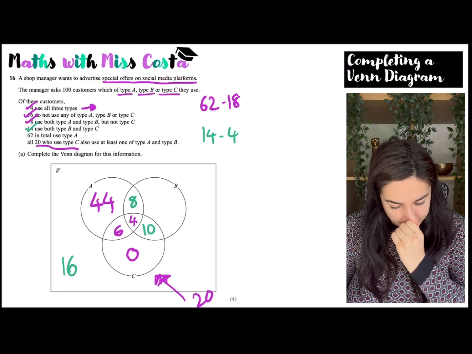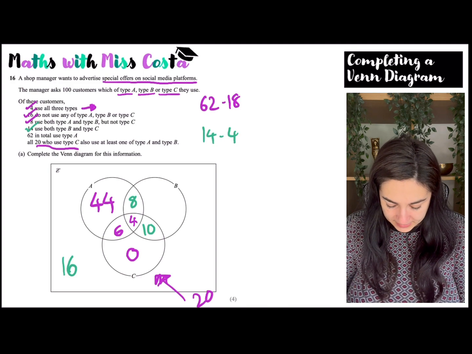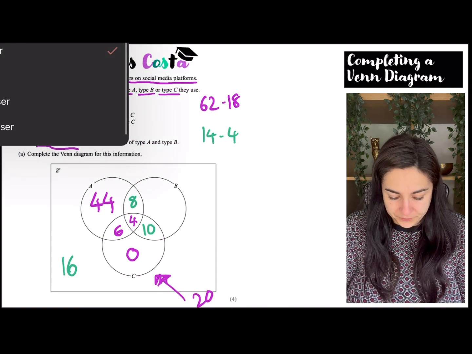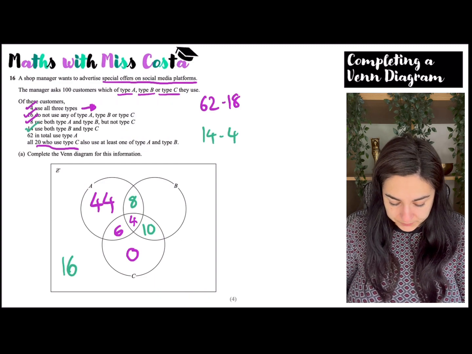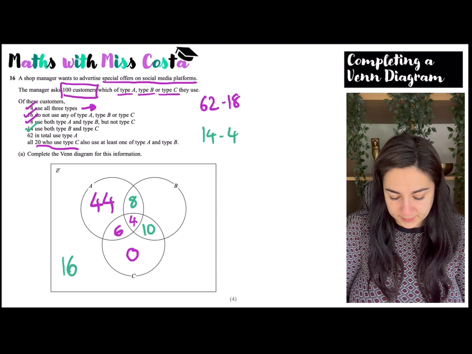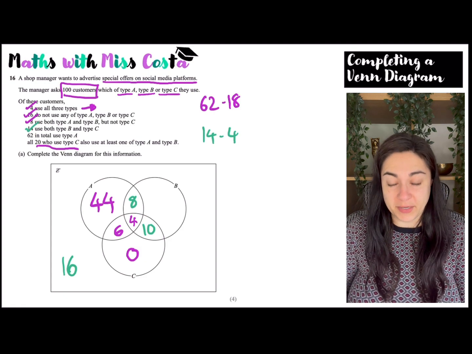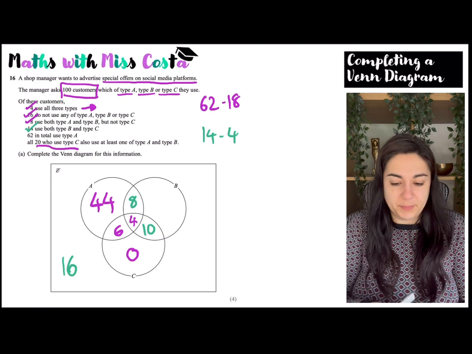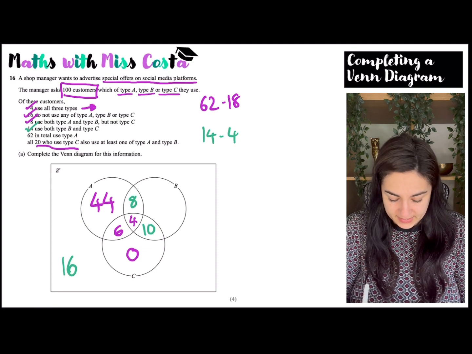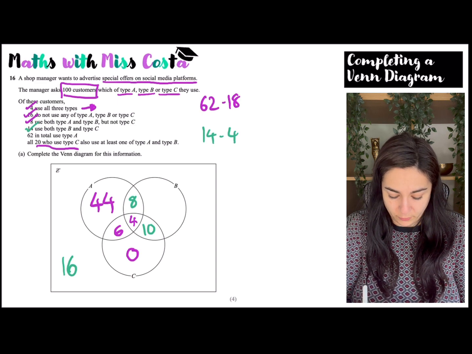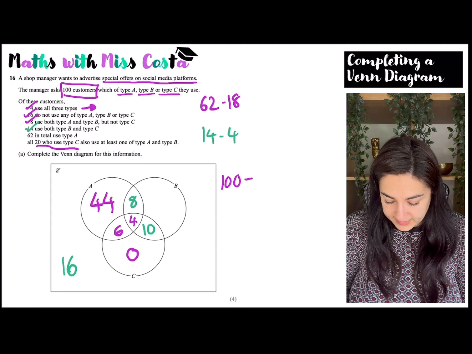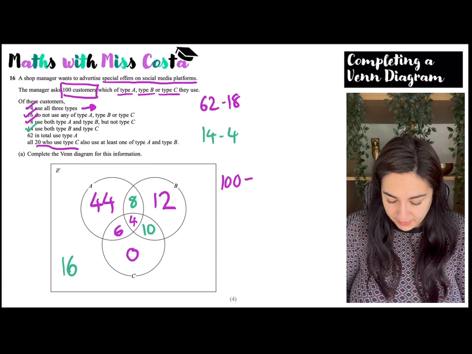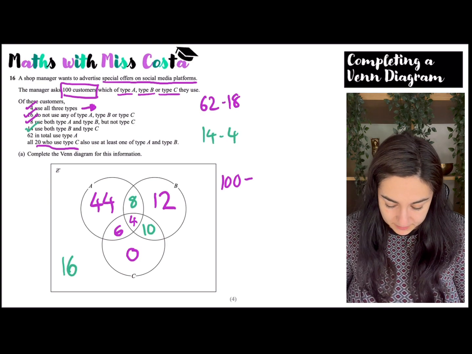And then we also have to think about how many must be in part B. So we know in total there are 100 customers. Okay, so we know all of our Venn diagram must add up to 100. So let's just quickly plug that into the calculator. 100, take away 16, take away 6, take away 10, take away 4, take away 44, take away 8 must be 12. So I've done 100, take away everything that's in the Venn diagram, and I'm left with 12. So therefore B must be 12.